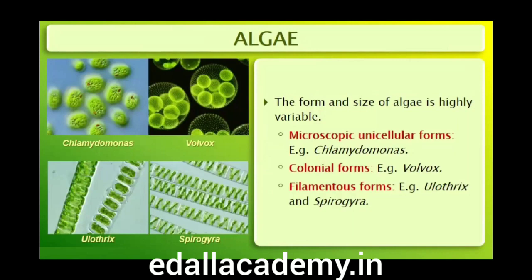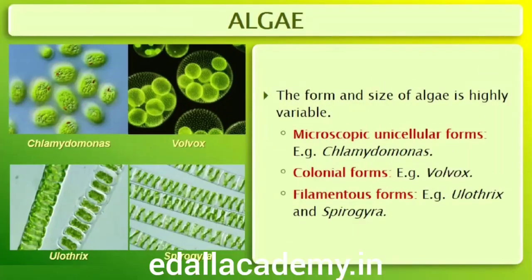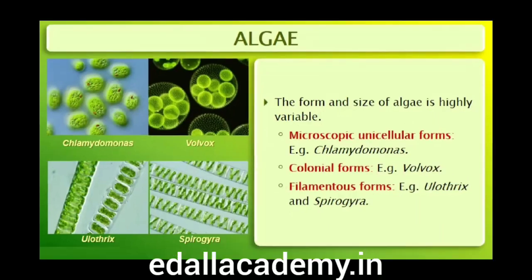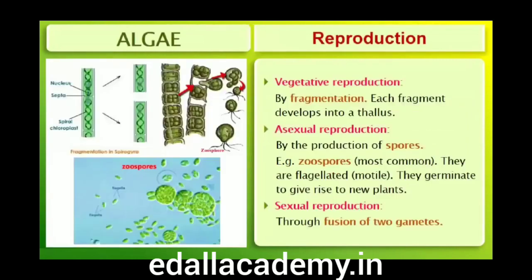The size ranges from the microscopic unicellular forms like Chlamydomonas, to colonial forms like Volvox and to the filamentous forms like Ulothrix and Spirogyra. A few of the marine forms such as kelps form massive plant bodies. The algae reproduce by vegetative, asexual and sexual methods. Vegetative reproduction is by fragmentation. Each fragment develops into a thallus.